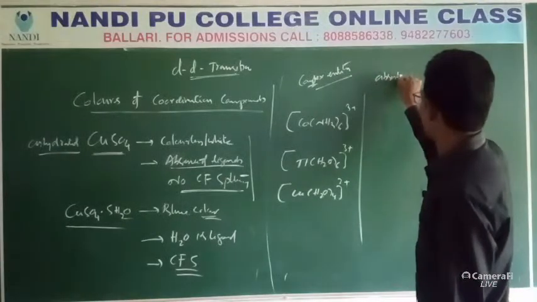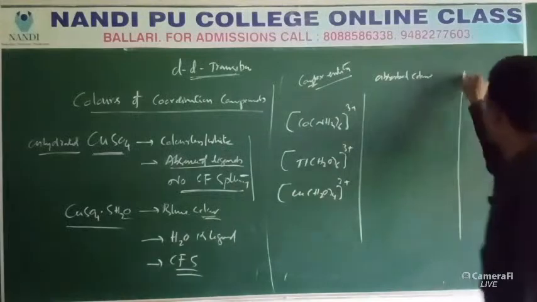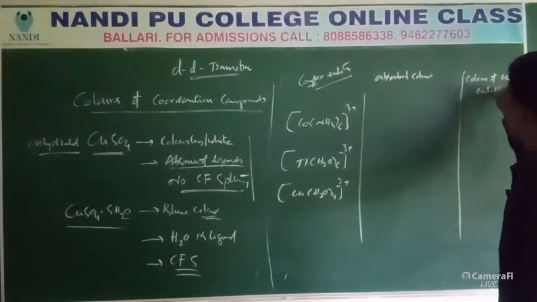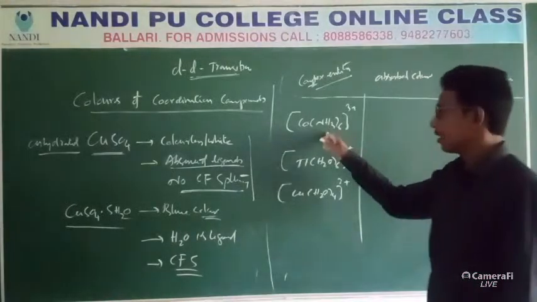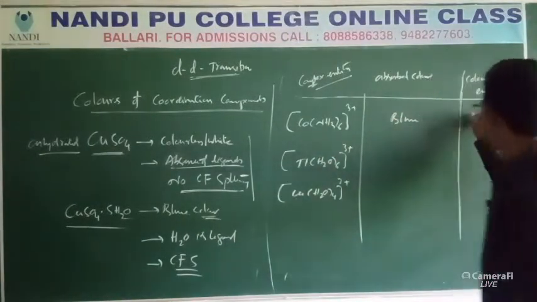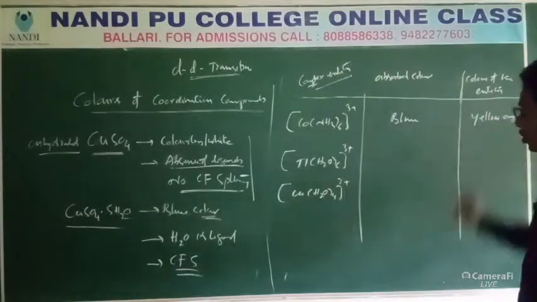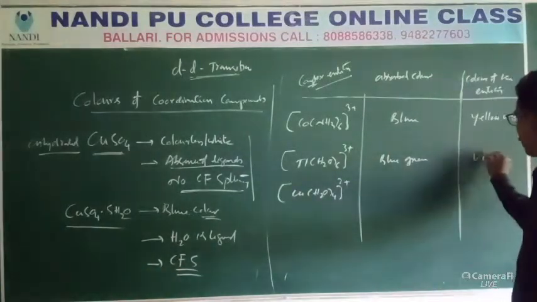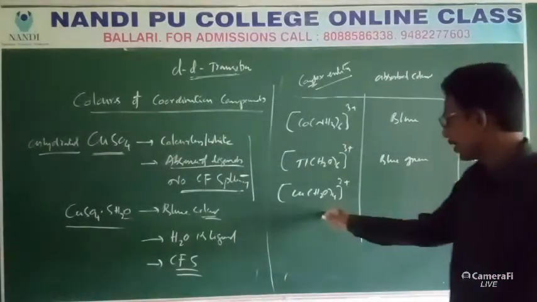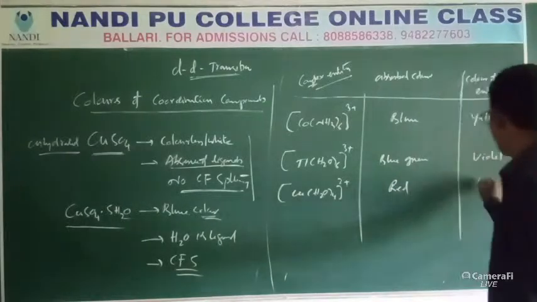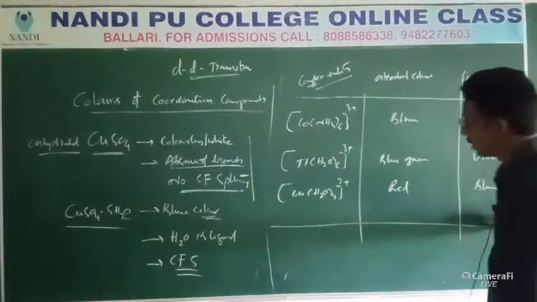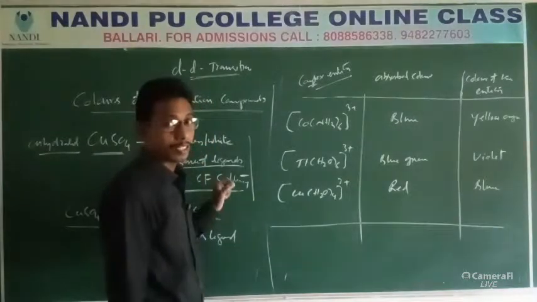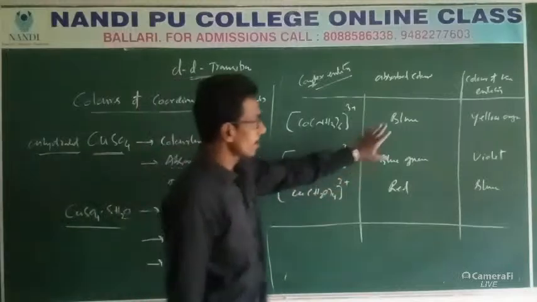Now the next column: the absorbed color from the visible region, and the emitted color or color of the entity, nothing but the complex ion. Generally this complex ion absorbs blue and emits yellow orange color. The Ti complex absorbs blue green color but emits violet, hence it is a violet colored ion. [Cu(H2O)4]2+ absorbs red but emits blue color. So finally these colors depend on the oxidation state or the number of unpaired electrons in the d subshell of the central metal. These are complementary colors.